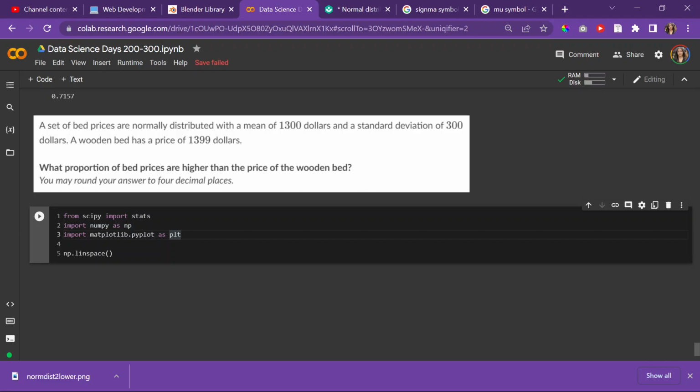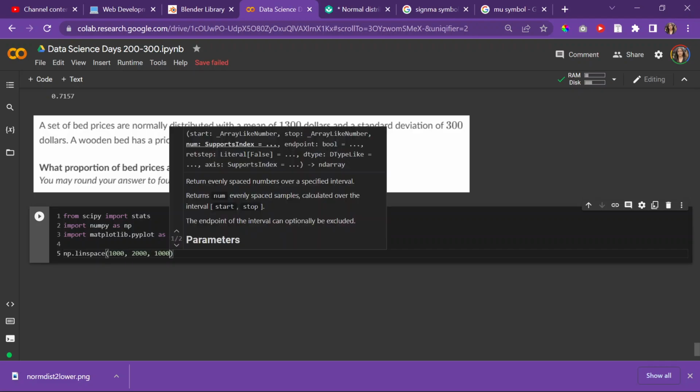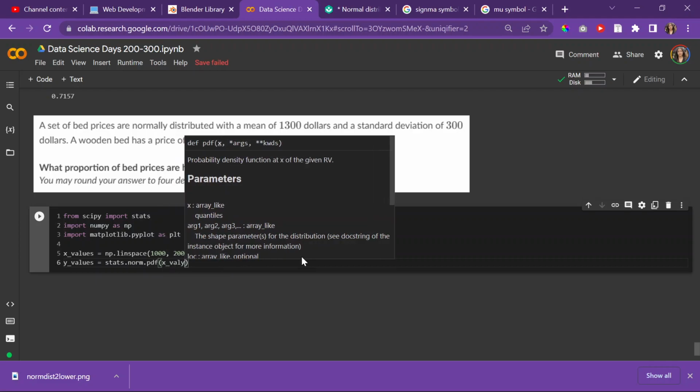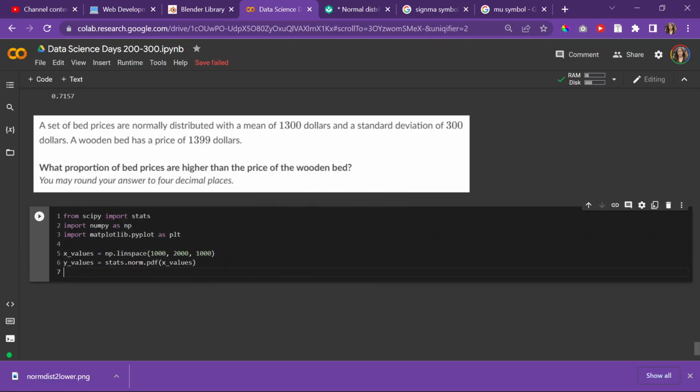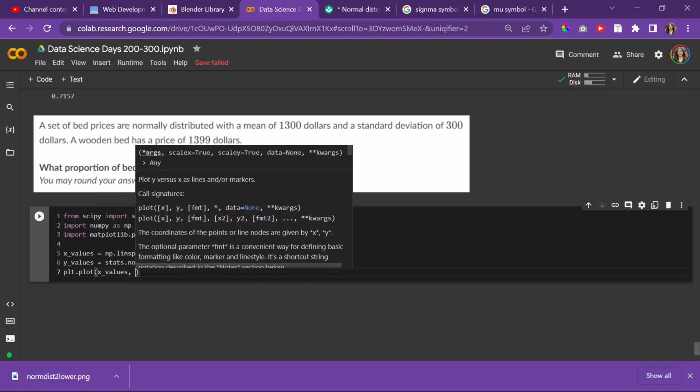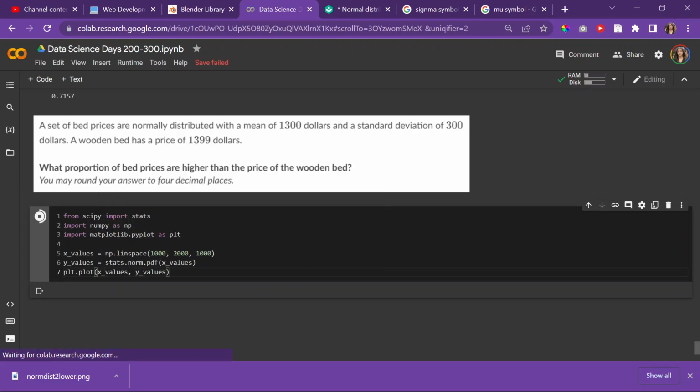So first of all, let's visualize the distribution. With np.linspace, we want our x values. We think of where the mean is, it's 1,300, so let's try 1,000 to maybe 2,000 with 1,000 values in between, and let's call those our x values. Our y values are going to be stats.norm.pdf of all our x values. Then plt.plot of my x values and my y values, and we'll see how that looks.